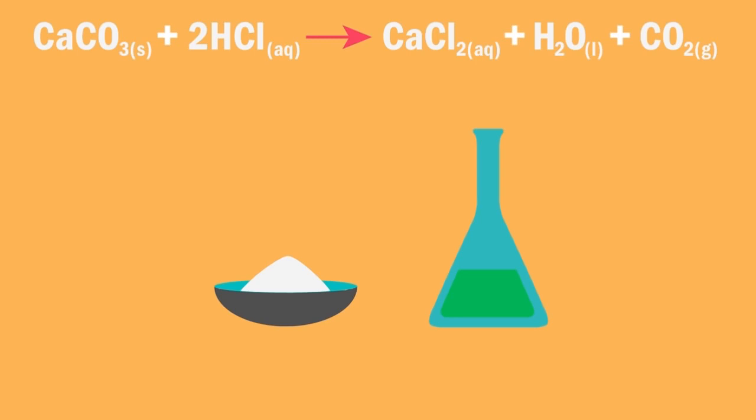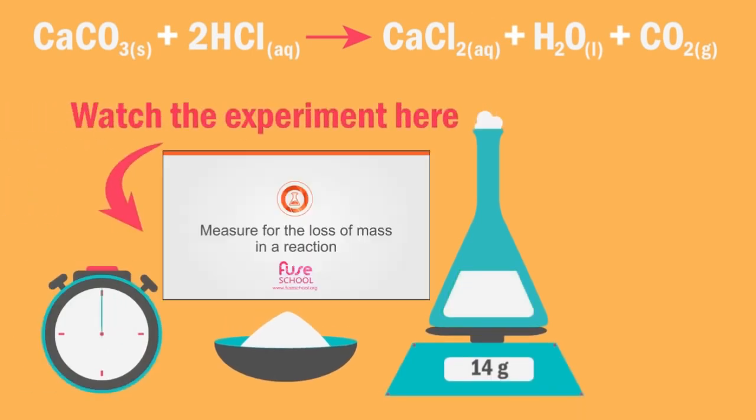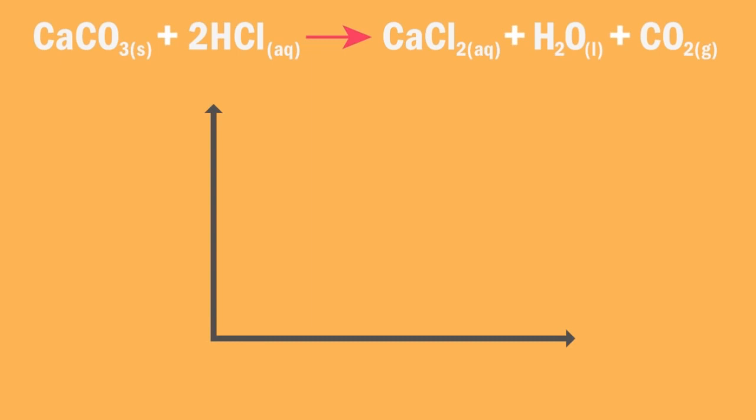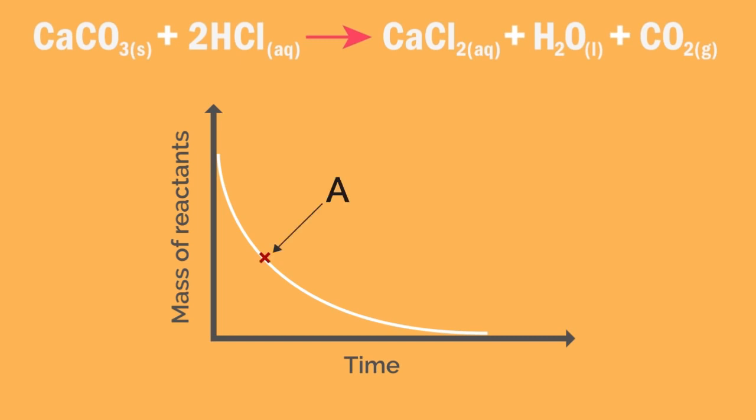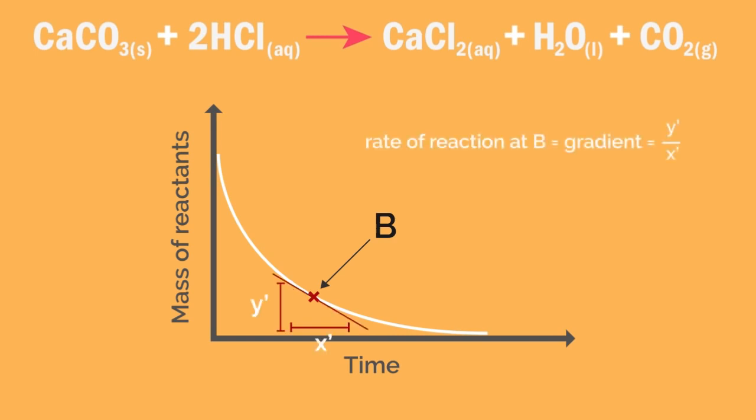We can measure the decrease in mass of reactants by using this type of apparatus. Based on our measurements, we plot a graph of mass of reactants against time, which looks like this. The rate of reaction at point A is given by the gradient at A, which is y over x. And the rate of reaction at point B is given by the gradient at point B, which is y dash over x dash. What do you think is happening to the rate of reaction as it proceeds?